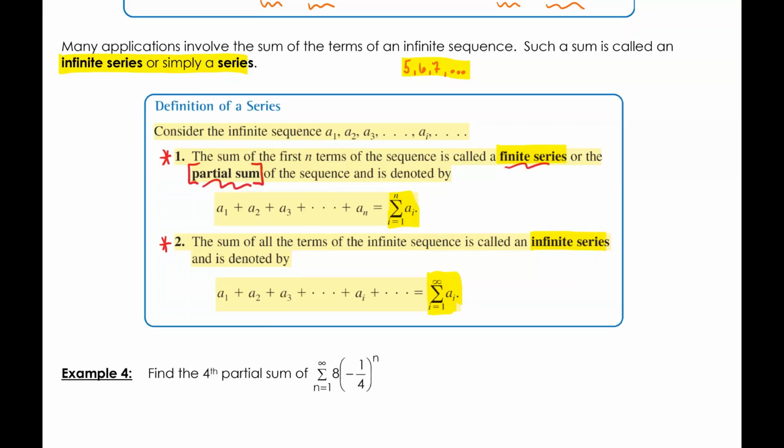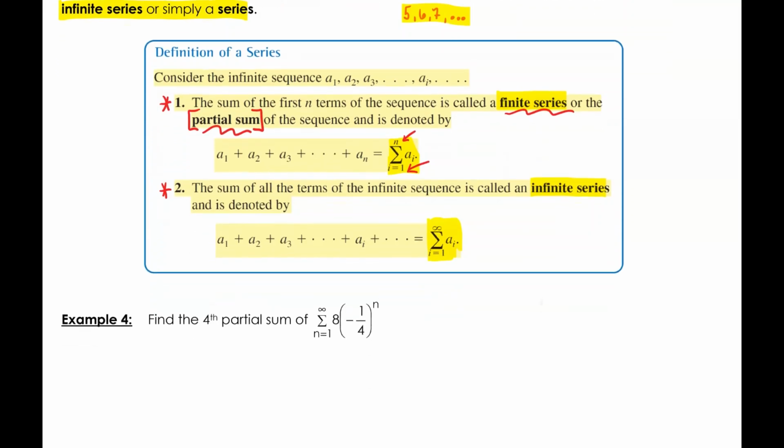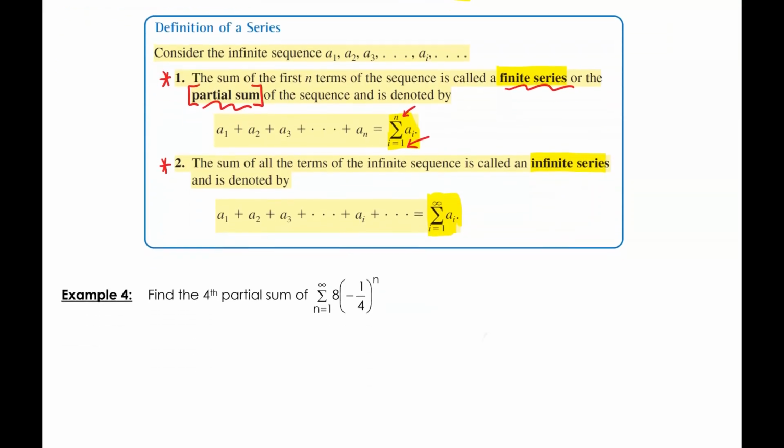You want to make sure that you understand that the partial sum means that you're starting at whatever point and ending at whatever point. Looking at example 4, it says find the fourth partial sum of this quantity. So we've got an infinite series here with the notation, but then they tell you to find the fourth partial sum. What that means is you're replacing the infinity with the number 4. We're starting at 1 and we're going to 4.